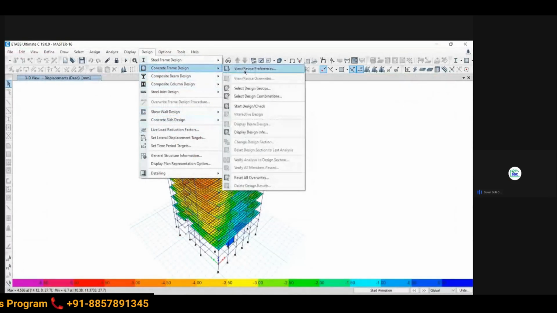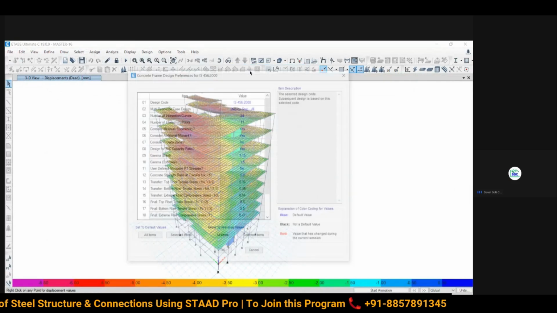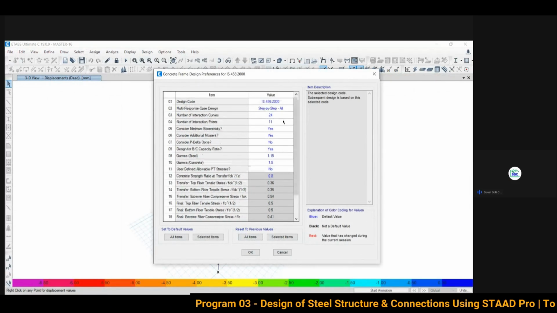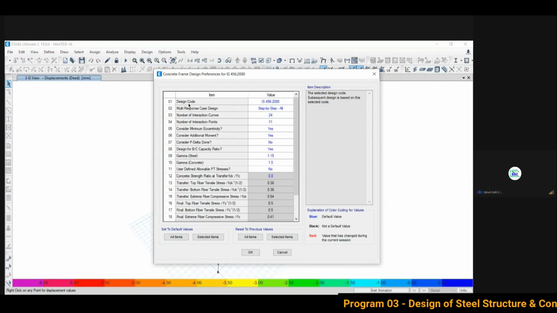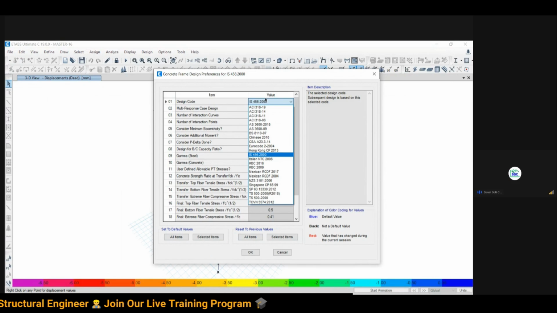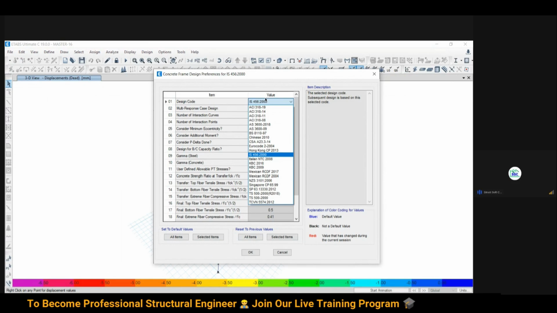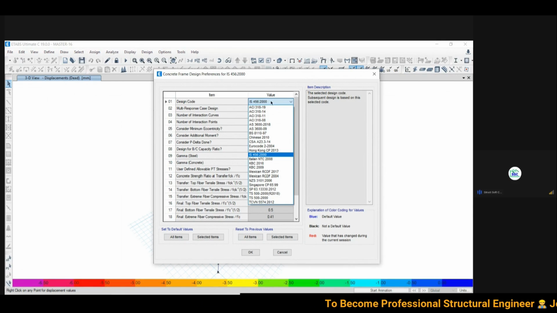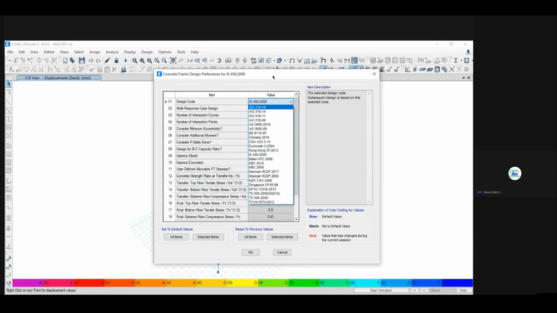So, concrete frame design, View/Revise Preferences. You have to click on this option. Once you click on that, this is the most important part of the discussion. Try to understand: design codes, which code you would like to prefer for designing your proposed structure. At the beginning of the project, the software asks with which code you want to design this structure. But if you forgot to set it at that time, or by mistake took another code, no problem, at this stage you have an option to correct it. You can simply choose your required design code from here.